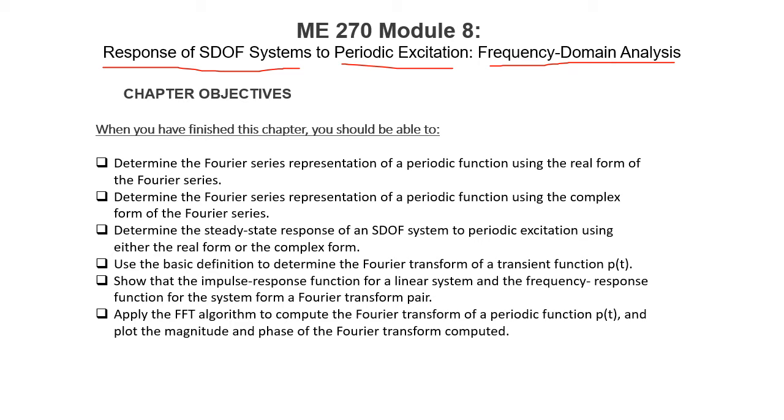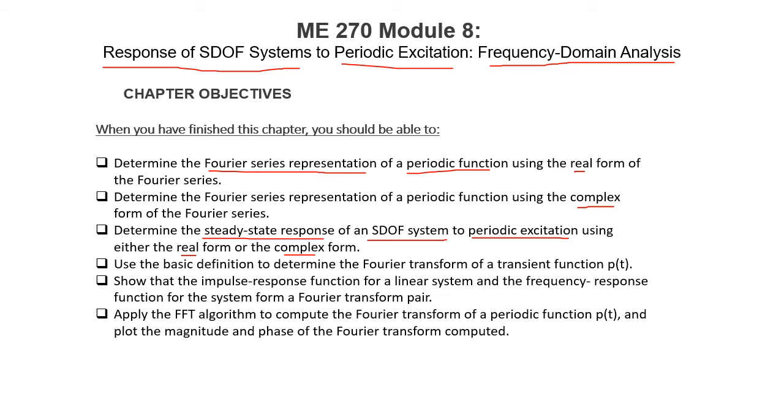One, to determine the Fourier series representation of a periodic function using the real form of the Fourier series. Then also we want to determine the Fourier series representation of a periodic function using the complex form of the Fourier series. You also want to determine the steady state response for a single degree of freedom system to periodic excitation using either the real form or the complex form.